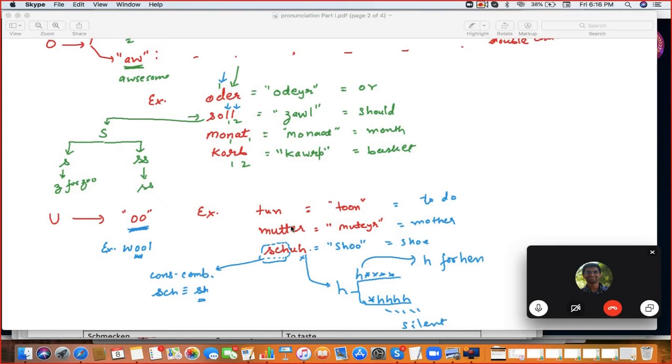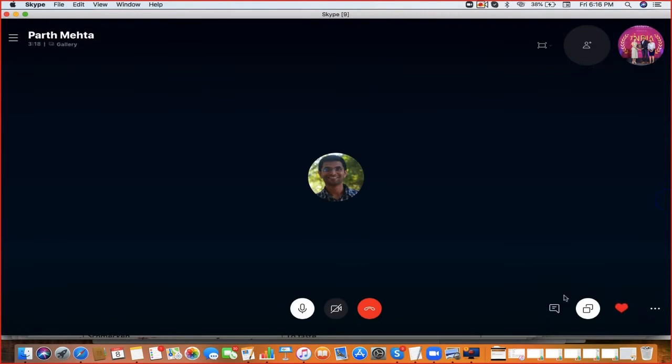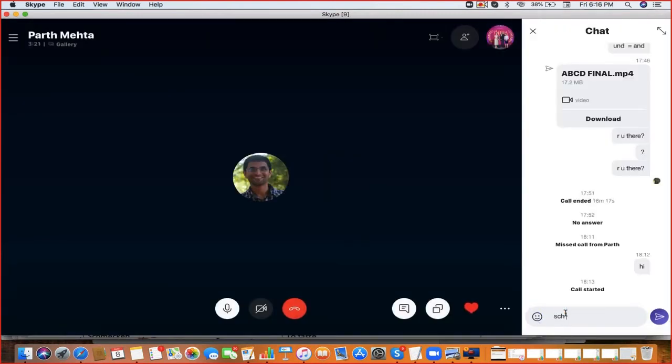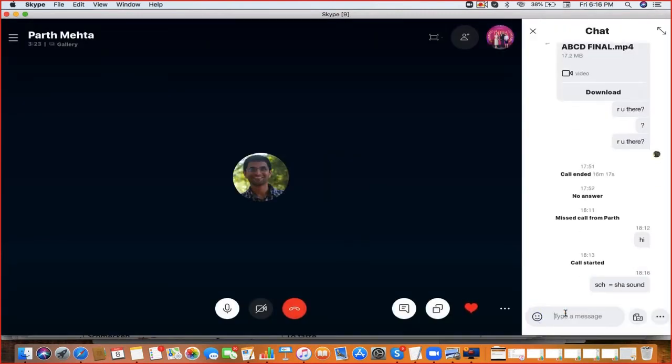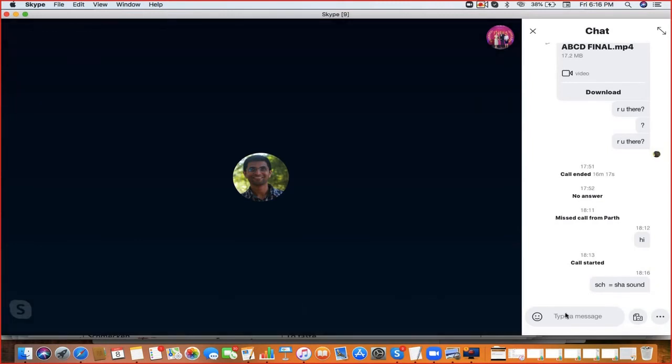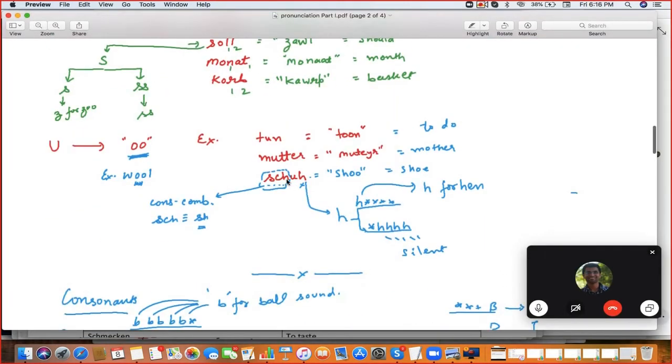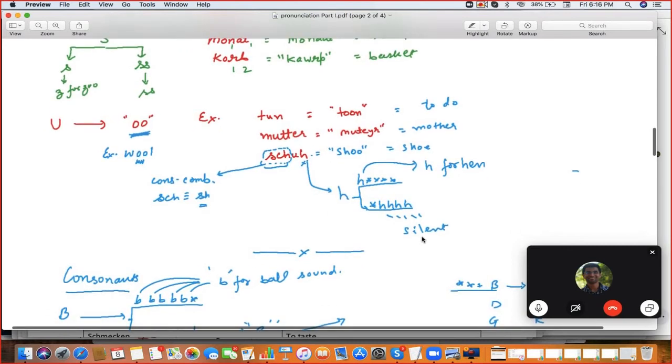Next is Mutter. Next is one very important combination, that is the SCH sound. SCH is having the sh sound. So speak this example. Schuh. H in the end is silent, that you will see in the consonants. That is schuh. Tun, Mutter, Schuh.